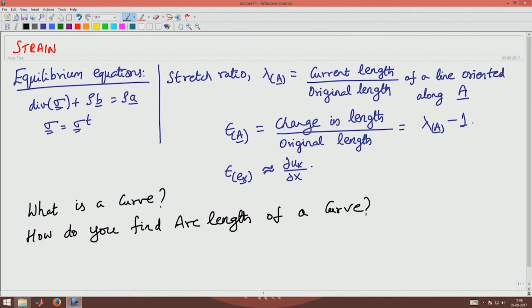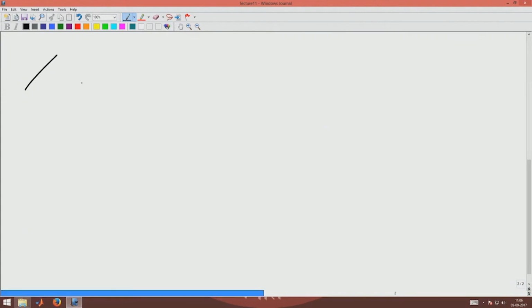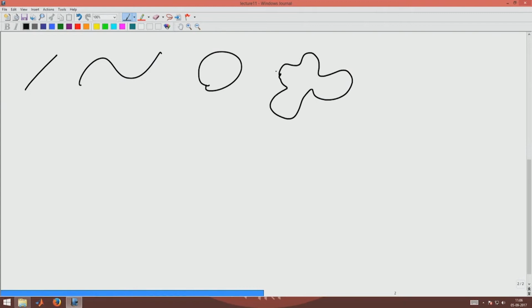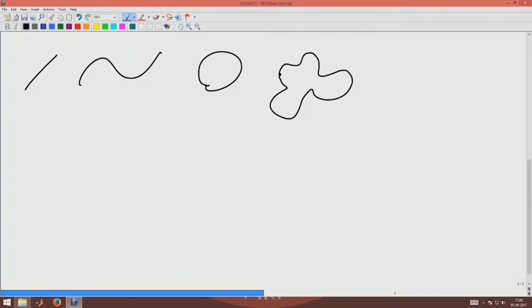Are all these curves? Yes, all of them are curves. Basically, a curve is a one parameter family of functions. This is a straight line, this is some curve, this is a closed curve, this is an arbitrary closed curve. Now, how do you define a curve?